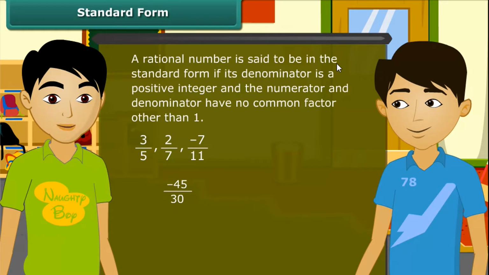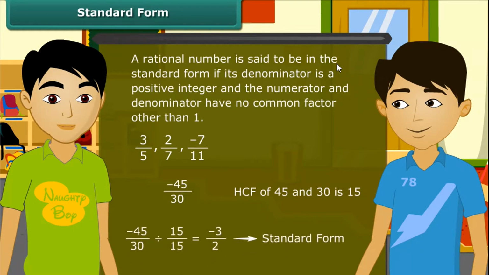We will reduce it by dividing its numerator and denominator by their HCF. Here the HCF of 45 and 30 is 15. Yes, so we will divide the numerator and denominator by 15, and we will get the rational number minus 3 by 2, which is in a standard form.